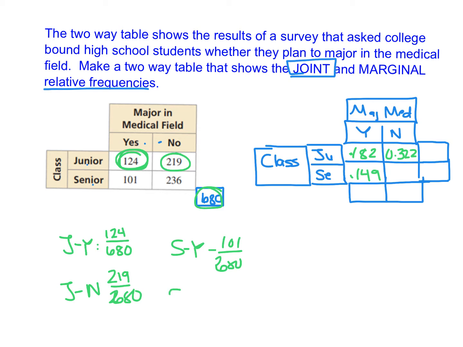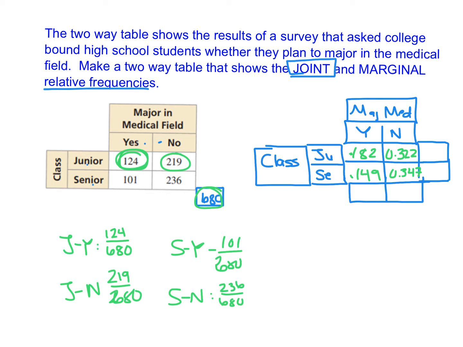And then if I do seniors and no, I do 236 over 680. And that gives me approximately 0.347. So that's telling me that 34.7% of students are seniors who do not plan to major in the medical field. So those four in green represent my joint relative frequencies.